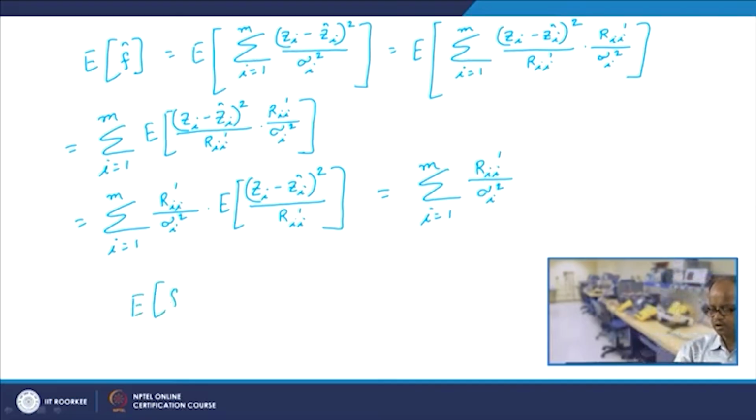The expected value of f hat, that is the estimated value of the objective function, is given by the summation i equal to 1 to m of (R i dash by sigma i) whole square. So, this is a very important relation.